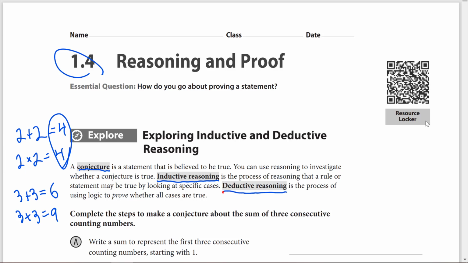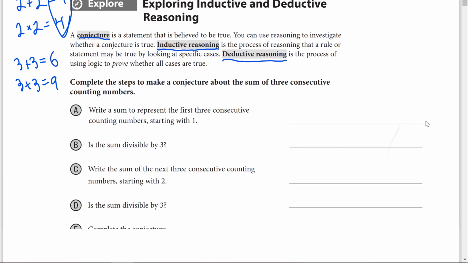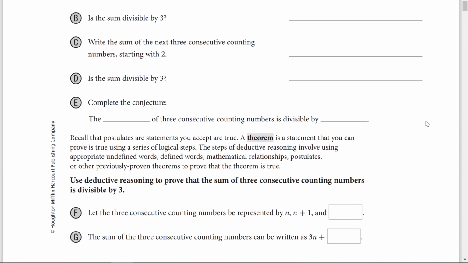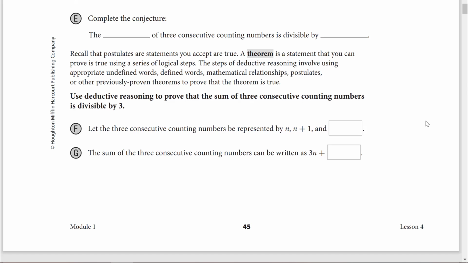The other option for proving a conjecture is using deductive reasoning. Deductive reasoning uses logic to prove whether all cases are true. So in this case, we might come up with a general rule. This is when you start seeing things like using variables instead of actual numbers, that we want to come up with a rule that makes it true for every possible scenario. So how do we actually use that? We're going to get to that in example 1.